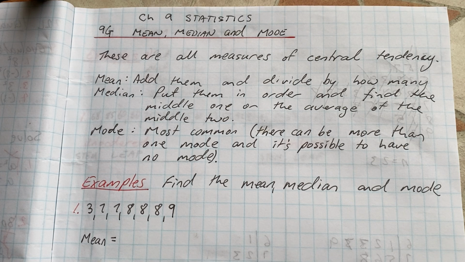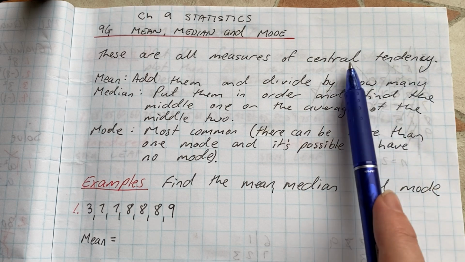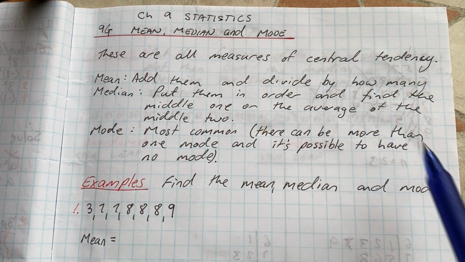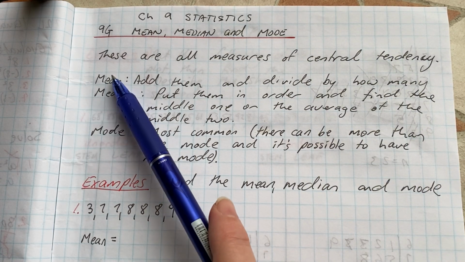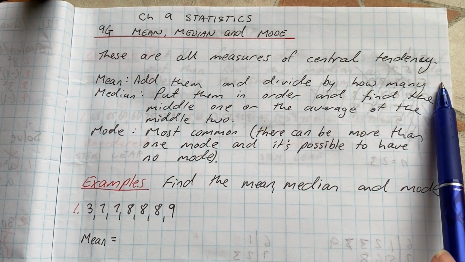You have found the mean before. The mean is the one that you've always called the average. These are actually three different types of averages. Another word for an average is central tendency. So the middle, basically. So the mean is the average that you know, which is where you add them all up and divide by how many there are.